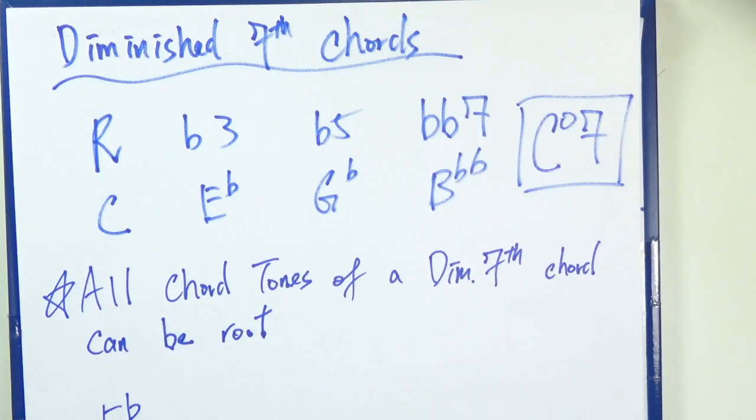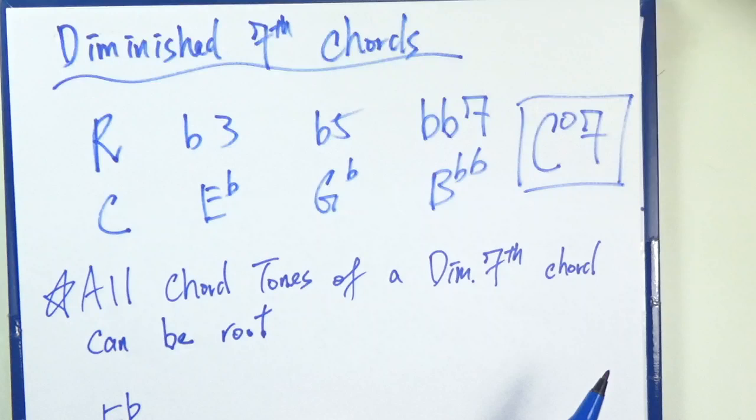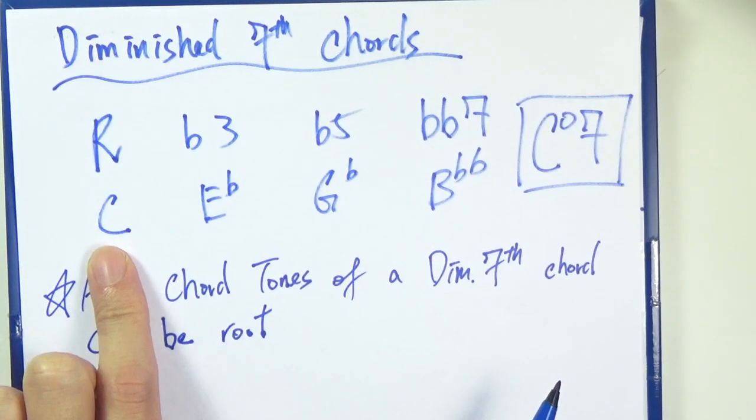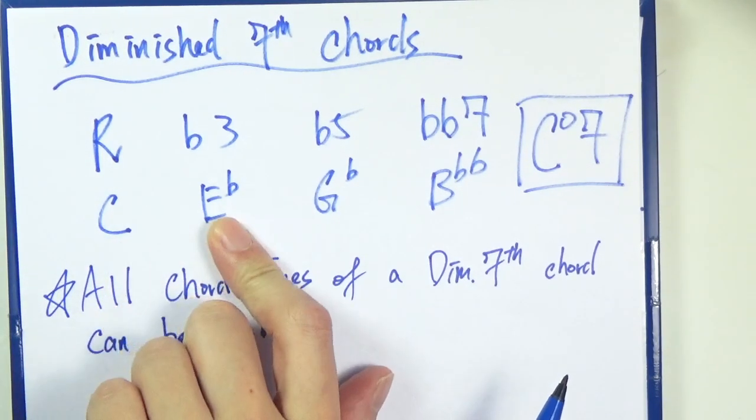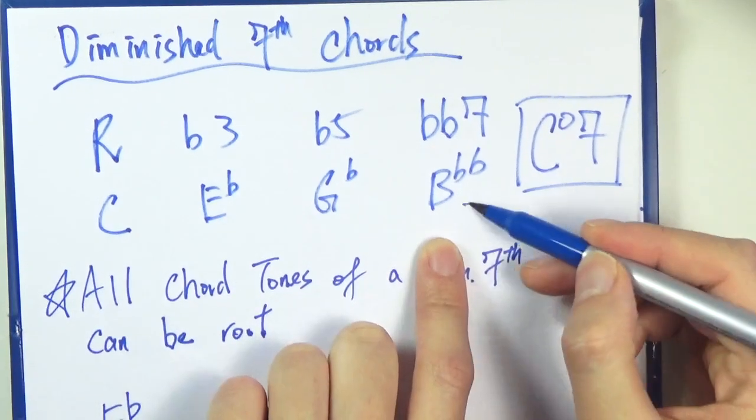For a diminished 7th chord we have 4 chord tones, so they are root, flat 3, flat 5 and a double flat 7. So in the case of C, we have C as a root, E flat, flat 3, G flat, flat 5 and then B double flat, which is like an A.